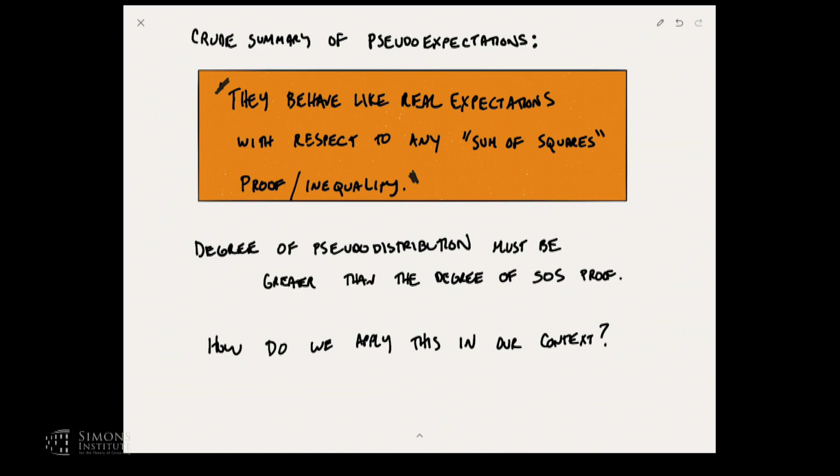The polynomial inequalities won't know the difference between true optimal solutions, true feasible distributions, and pseudo distributions. It's unable to distinguish them. Yeah. I have 5 more minutes. Okay. So let me just show you how we actually apply this in our context.